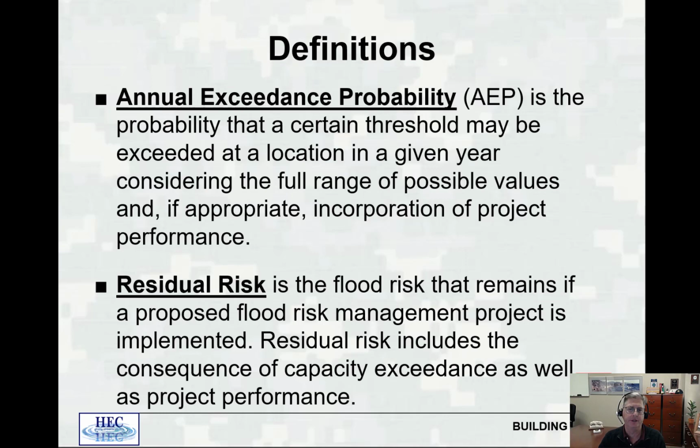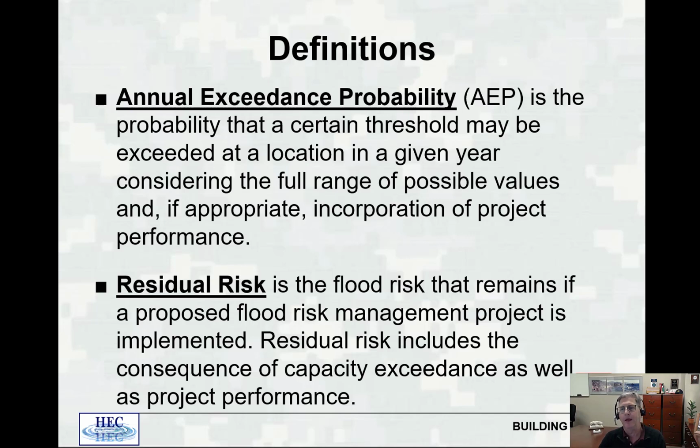Some other definitions: annual exceedance probability, or AEP. Let me just read this and then we'll go back and talk about what it really means. Annual exceedance probability, or AEP, is the probability that a certain threshold may be exceeded at a location in a given year, considering the full range of possible values and, if appropriate, incorporation of project performance.